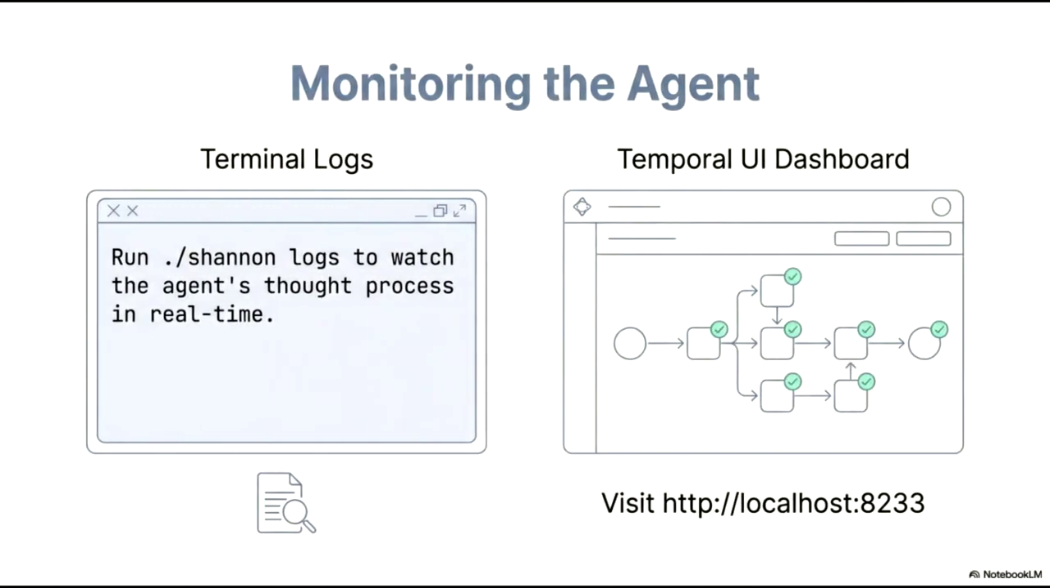Monitoring the agent effectively requires visibility into both its internal reasoning and its overall workflow. To observe the agent's thought process in real time, you can access the terminal logs by running the command /Shannon logs. This provides a detailed text-based stream of the agent's logic as it executes tasks. For a more visual overview, the temporal UI dashboard is available at http://localhost port 8233. This dashboard displays a graphical representation of the agent's state transitions and workflow progress, allowing you to track the status of individual steps and ensure the entire process is operating as expected.